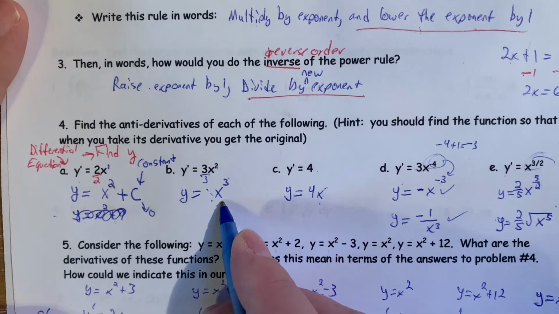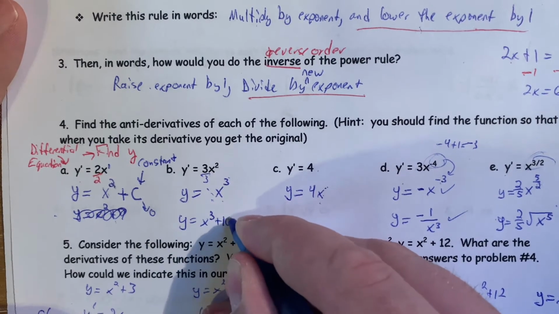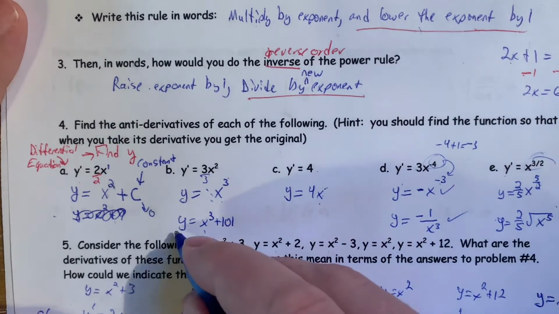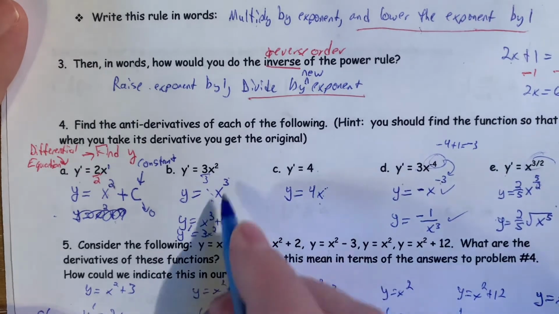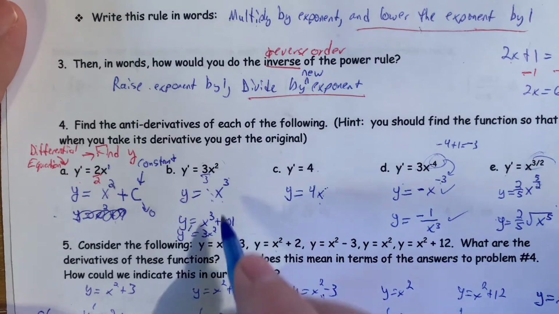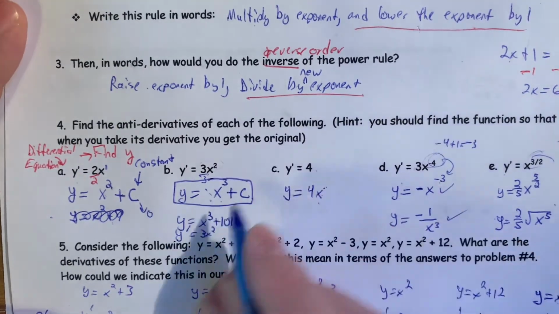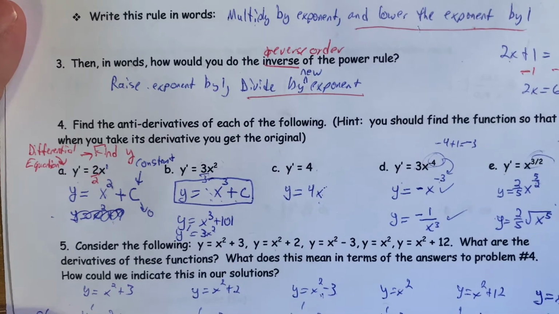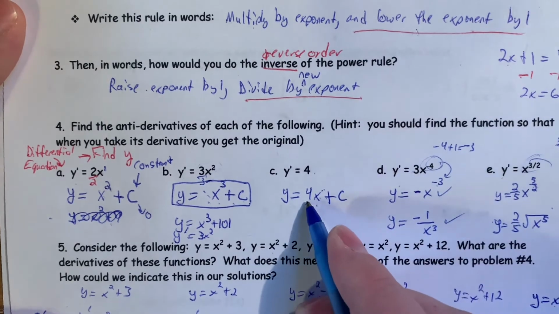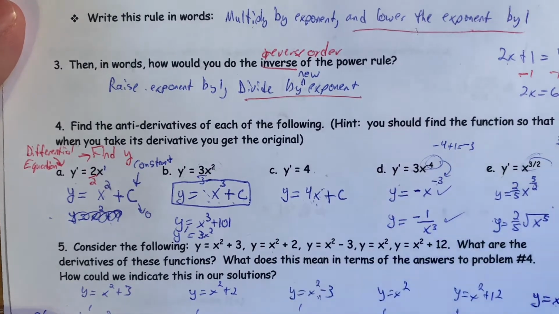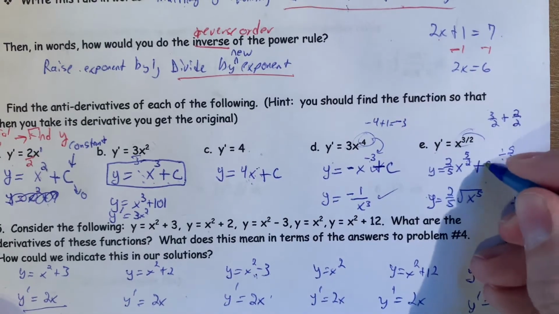Y equals x cubed has a derivative of 3x squared, but so does y equals x cubed plus 101, because the derivative of x cubed plus 101 is 3x squared plus 0, which is also 3x squared. So we always put a plus c here, which means you can add in any constant you want. So this one should have been y equals 4x plus c, because the derivative of 4x would be 4, and the derivative of a constant would be 0. This one should have been this plus c, and this one should be this plus c.